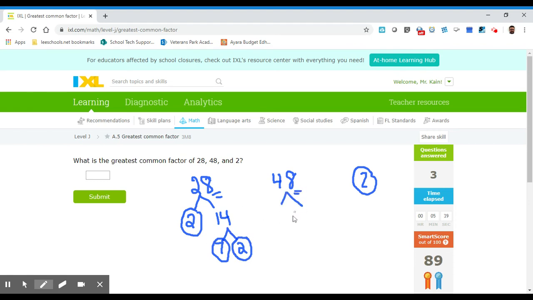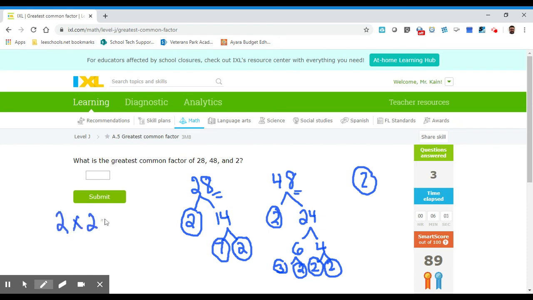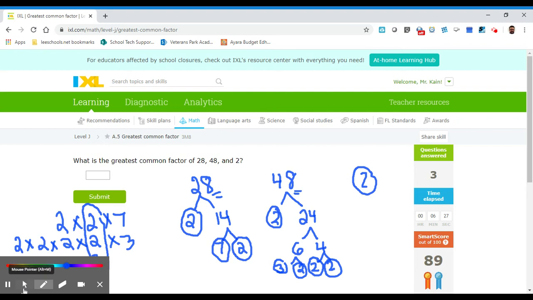All right, again, 48 divides by 2. So 2 and 24. 6 and 4. 2 and 2 for 4. And then 3 and 2 for 6. Okay, then if we come over here and you line up all your factors, 2 times 2 times 7, 2 four times, and a 3, and then a single 2. The only factor they have in common is a 2. So it's going to be 2.